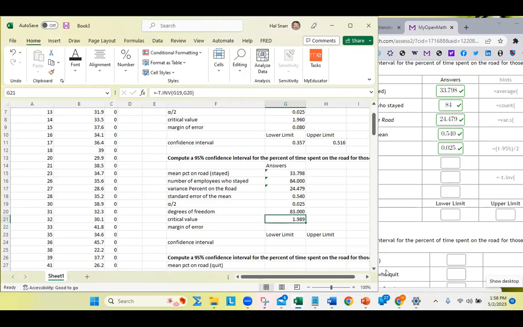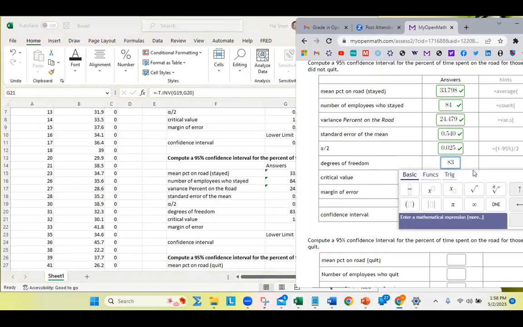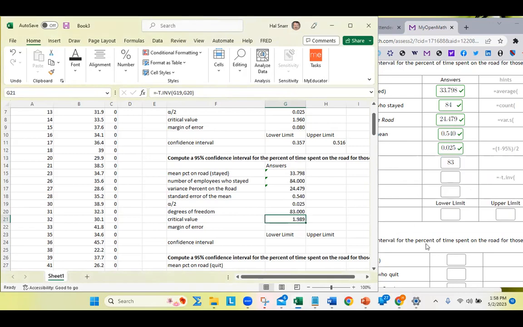Let's go over here and see if we did it right. You said times degrees of freedom? No. You have the t inverse, right? Equal minus t inverse, parenthesis, G19. That's your probability value here, the alpha divided by 2 value, right? Comma, the degrees of freedom. And you should get something like 2.6, right? All right, so the degrees of freedom are 83, right? My critical value is 1.989.